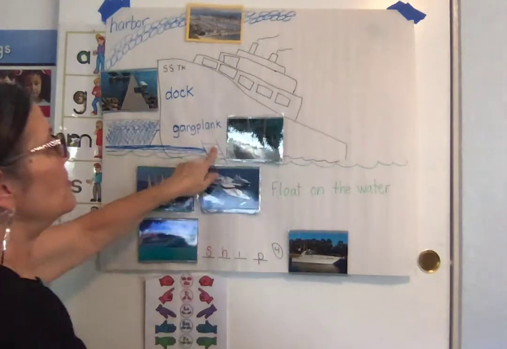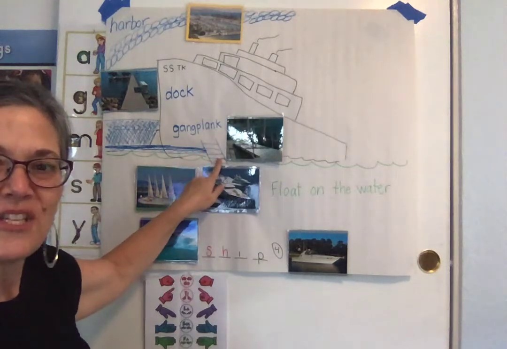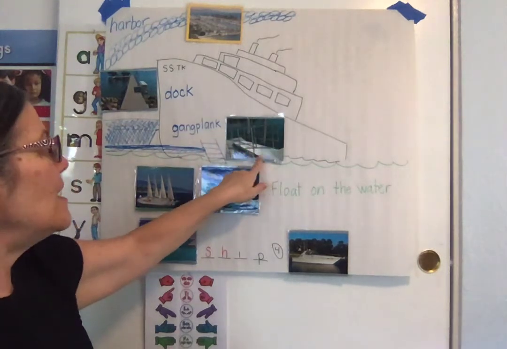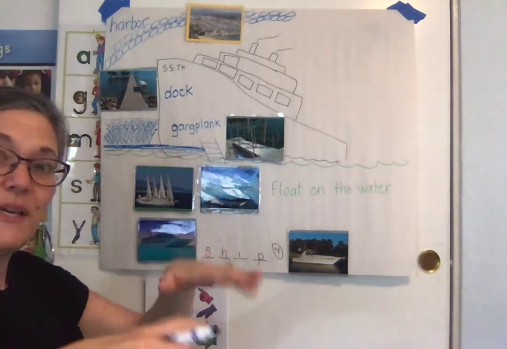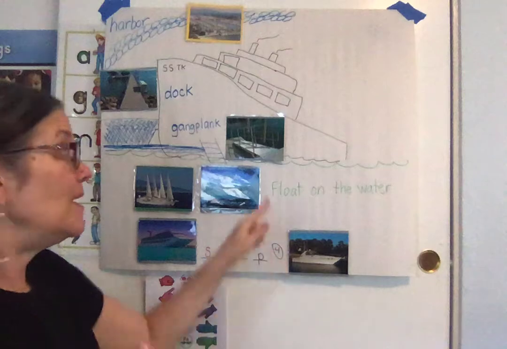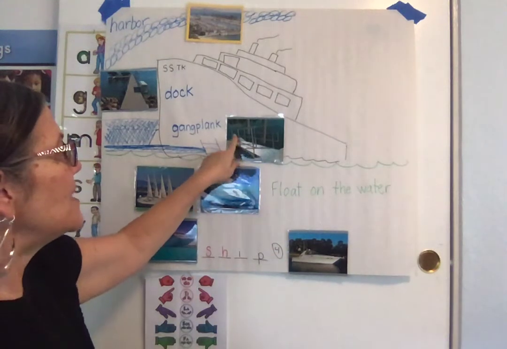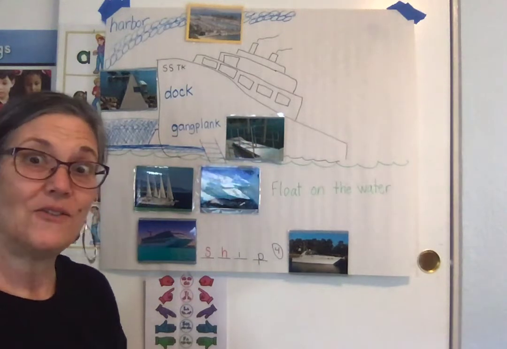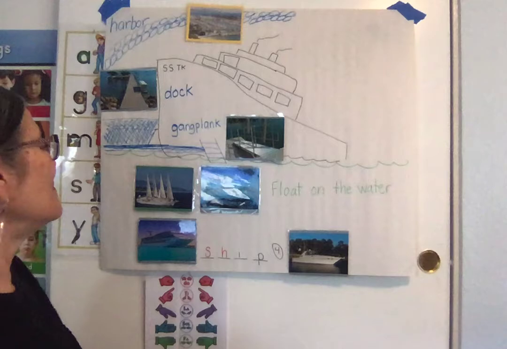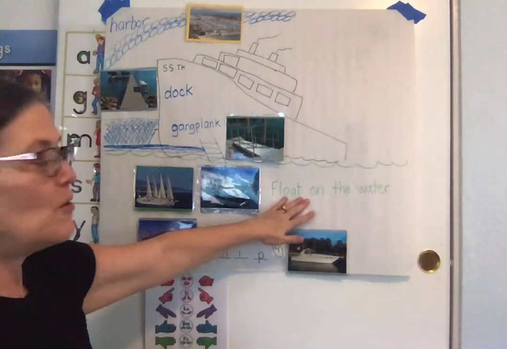G-A-N-G-P-L-A-N-K. So the passengers are going to get on the ship and off the ship on the gangplank. And the really great thing about this is the water goes up and down a little bit, because that's what happens with our tides. And this right here, it will roll up and down on the dock so that the people can stay safe and they don't have to jump. So a ship will float on the water.